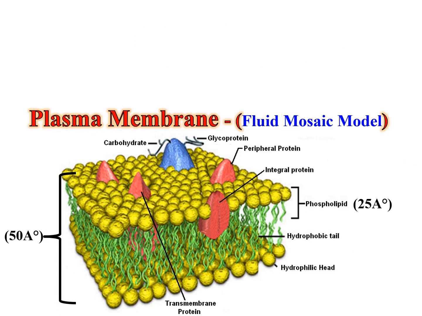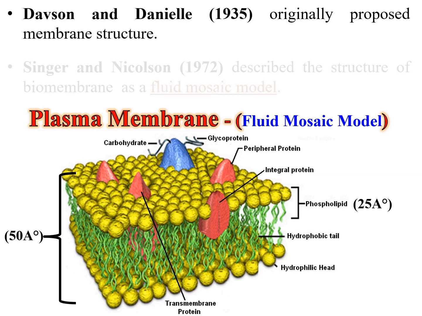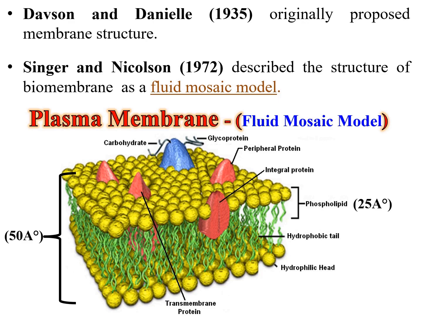Now this is the structure of the plasma membrane, a very important 5-mark question for the university exam, which is called the fluid mosaic model. Here Davson and Danielli originally proposed the membrane structure in 1935. Singer and Nicolson in 1972 described the structure of the biomembrane as the fluid mosaic model. So here the structure shows clearly it has a phospholipid bilayer. The phospholipid bilayer covers 90% of the cell membrane or plasma membrane.